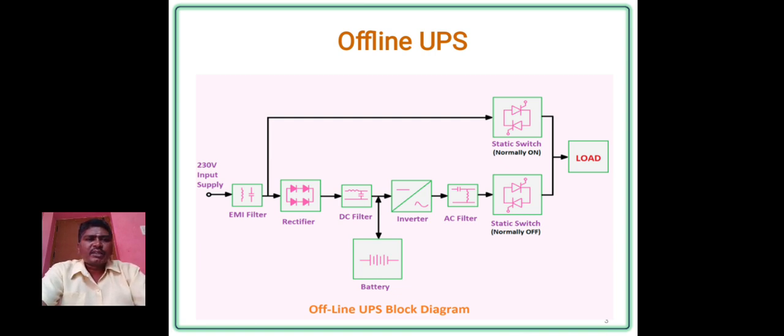If you see the block diagram, all the remaining blocks are the same. The function of each and every block used in offline UPS is the same, which we already discussed in online UPS. The only difference is the static switches: the upper static switch is on, but the lower static switch is off. So in online UPS, the lower switch is on, but in offline UPS, the upper switch is on. That is the main difference between online UPS and offline UPS.